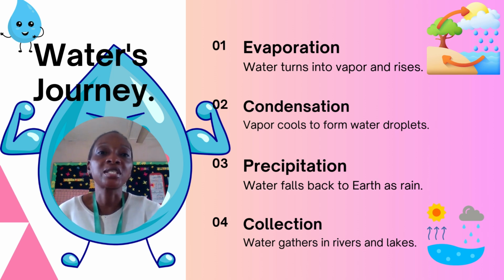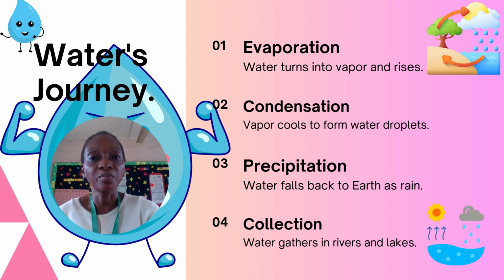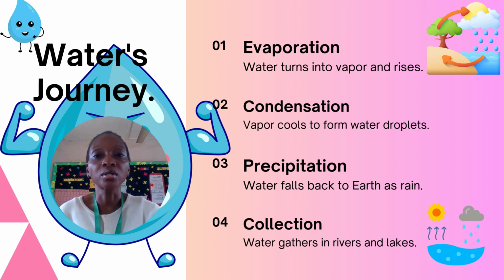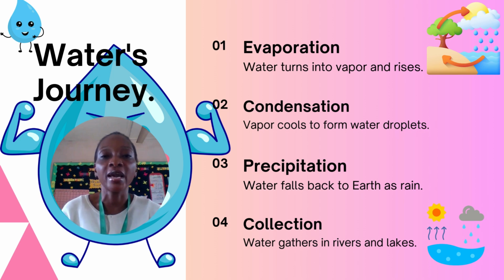Now we have what we call precipitation. Precipitation: water falls back to earth as rain. So when the water falls back onto the earth and you have rain, that is a process called precipitation.